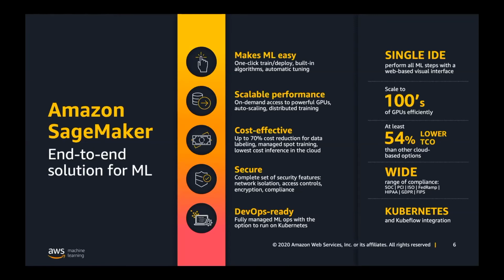It's very secure. A complete set of security features, including network isolation, access control, encryption, and many different compliances come with SageMaker. We will talk more about that. And it is really DevOps ready. It's fully managed machine learning ops, with options to, for example, run it on Kubernetes and integrate with many third-party orchestration tools as well.